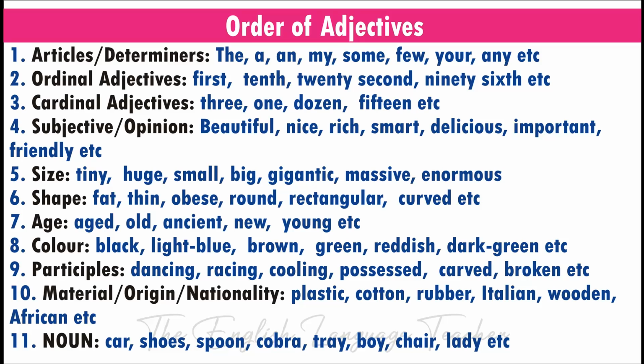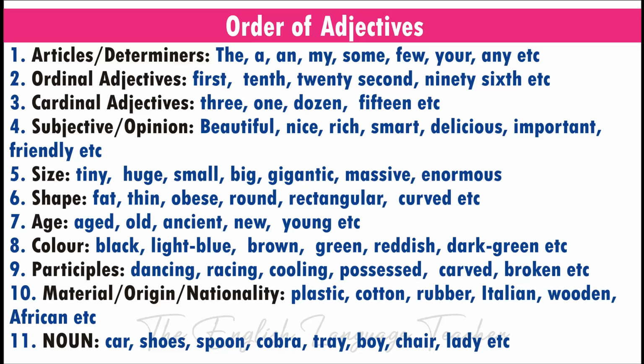Followed by subjective adjectives or opinion: beautiful, nice, rich, smart, delicious, important, friendly. All these are called subjective adjectives or adjectives of opinion. This is because someone who is, for example, beautiful in my perspective may not be beautiful in another person's perspective. So that is why we regard these adjectives as simply subjective.